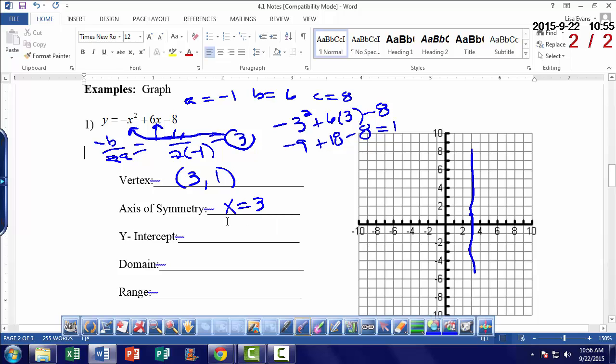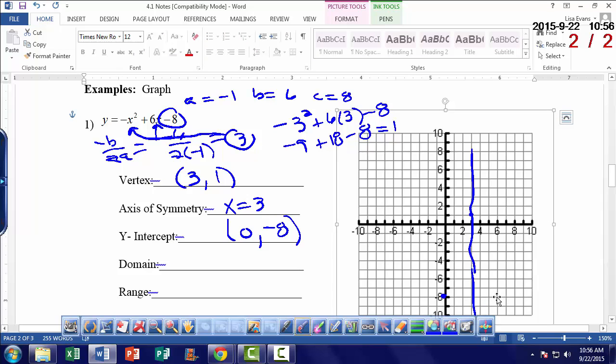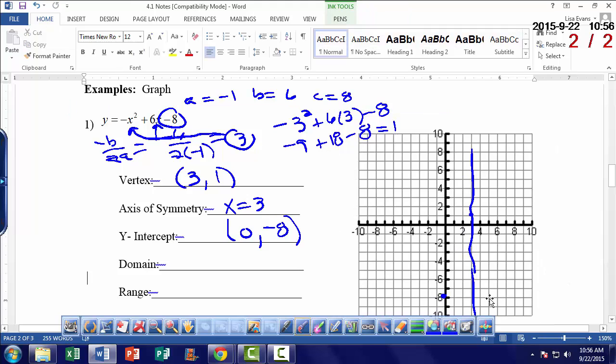Okay, now our y-intercept is always going to be (0, c). Our c in this problem is -8. Now I'm going to plot this, (0, -8). Okay, then you're going to reflect this. 1, 2, 3, 1, 2, 3. Now we're going to make our upside down parabola.